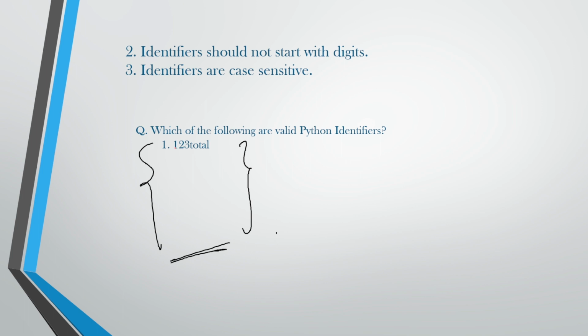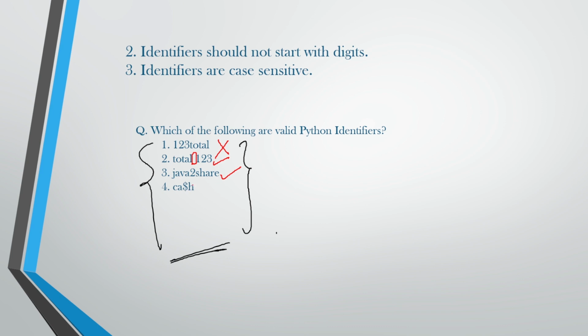The first one is total123. This is not a valid identifier because an identifier does not start with a digit. The next one was total 123, and I had told that the space left between the total and the 123 is not a space. So in that case, this is a valid identifier. The next one is Java2share. This also is a valid identifier.